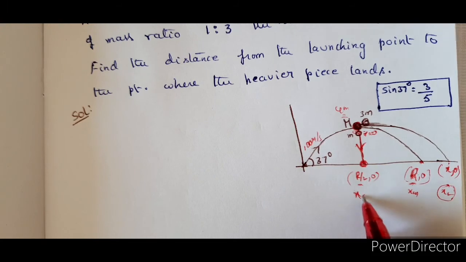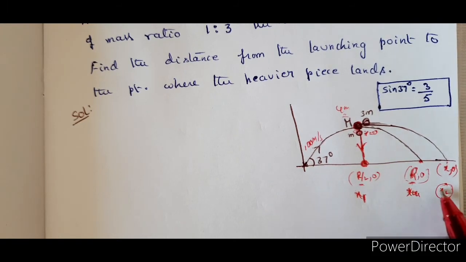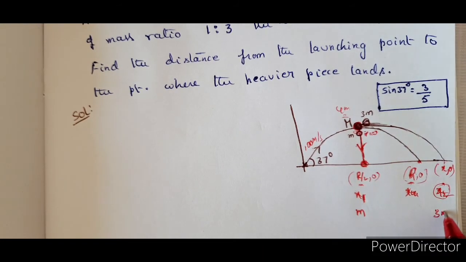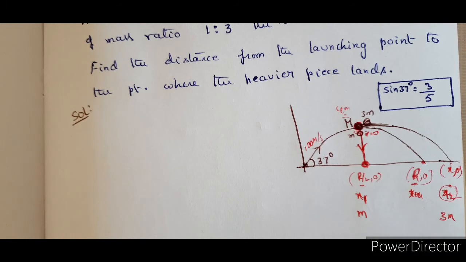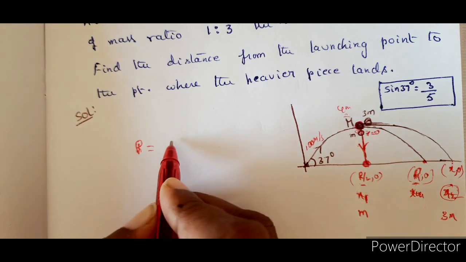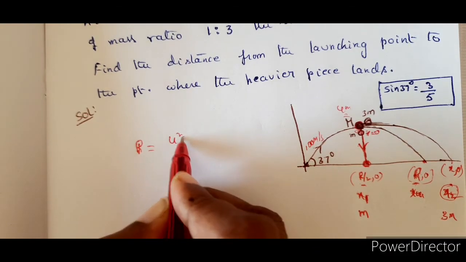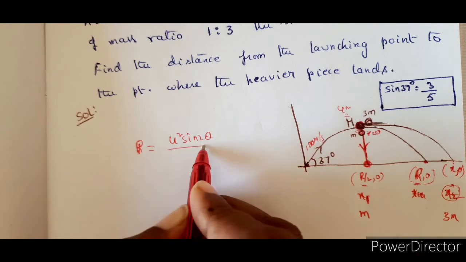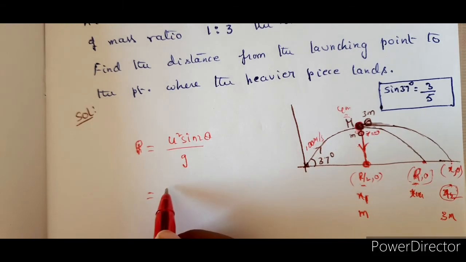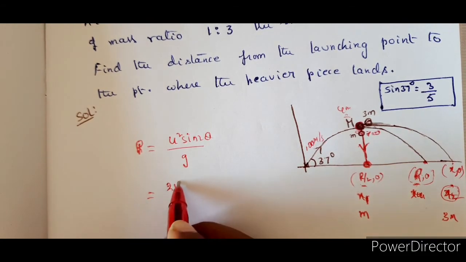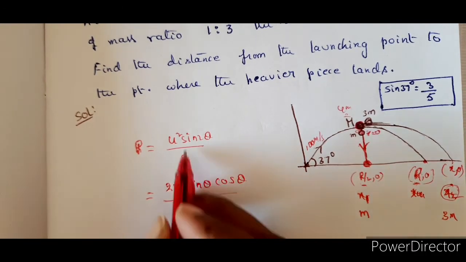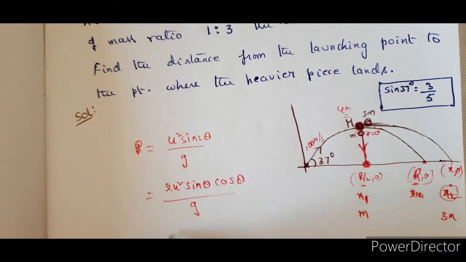So I have my x1 here, xcm here, x2 here. Now the mass here is m, the mass here is 3m. What we have to find is R by 2 and R. What is the range of a projectile? Range of a projectile is u square sine 2 theta by g. So I will write it as 2u square sine theta cos theta by g, splitting sine 2 theta into 2 sine theta cos theta.